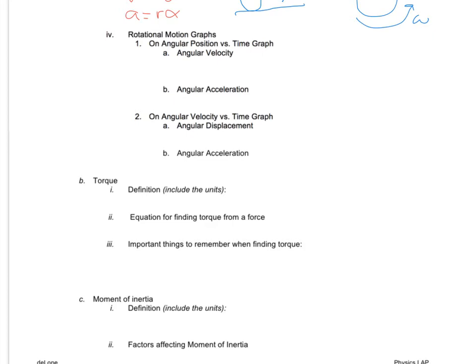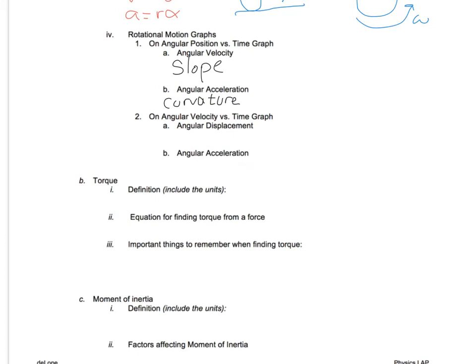Moving on to motion graphs with rotational motion. So on an angular position versus time graph, the angular velocity is simply going to be the slope, just like it is with a regular position versus time graph. And the angular acceleration is going to be the curvature. Okay, so we're looking at whether it's concave up or concave down.